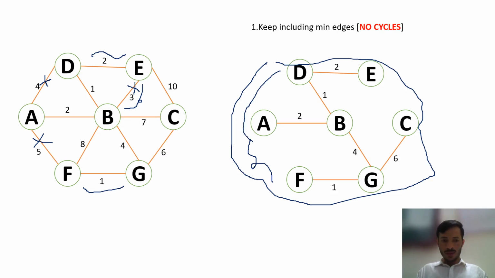So at the end we find the weight of the edges, which I conclude here: 1 plus 1 plus 2 plus 2 plus 4 plus 6, which is equal to 16. So the weight is equal to 16. Thank you for watching.